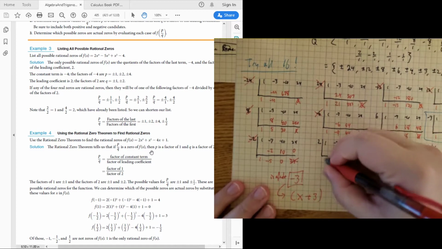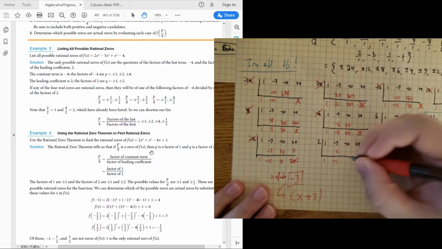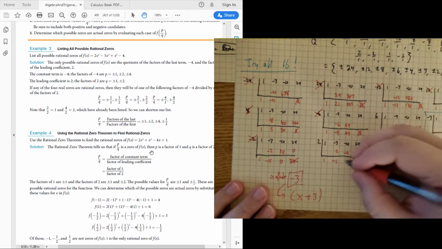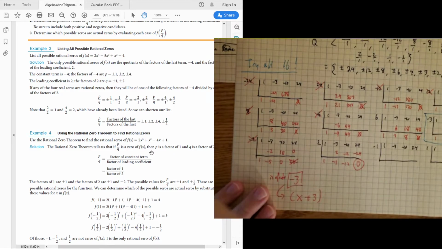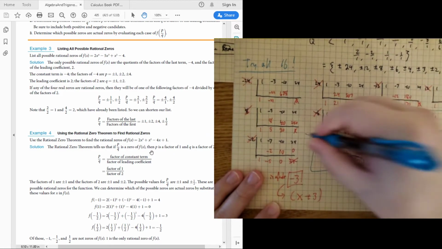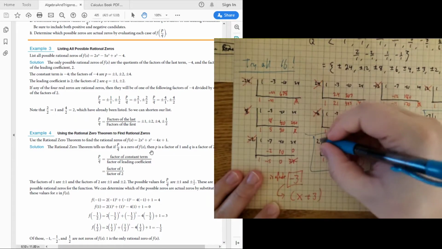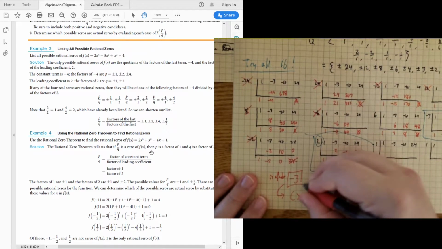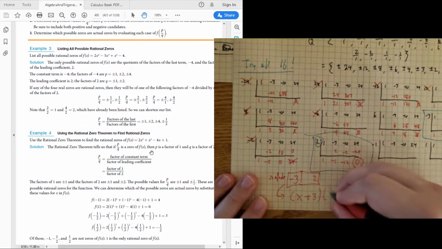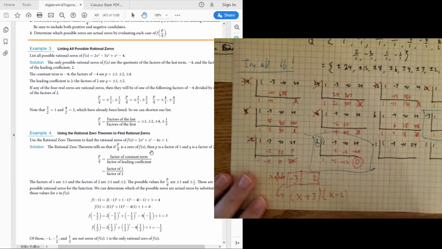Trying 2 now. 1, 2, negative 1, negative 2, so you get negative 12, negative 24, 0. Boom. Next answer has been found. So I now know 2 is an answer, which means if 2 is an answer, that means x minus 2 is a factor.